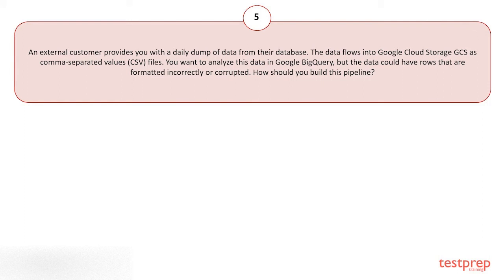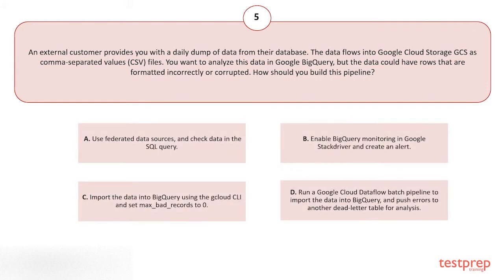Your options are A. Use federated data sources, and check data in the SQL query. B. Enable BigQuery monitoring in Google Stackdriver and create an alert. C. Import the data into BigQuery using the Cloud CLI and set the following to 0. D. Run a Google Cloud Dataflow batch pipeline to import the data into BigQuery, and push errors to another dead letter table for analysis. The correct answer is option D.